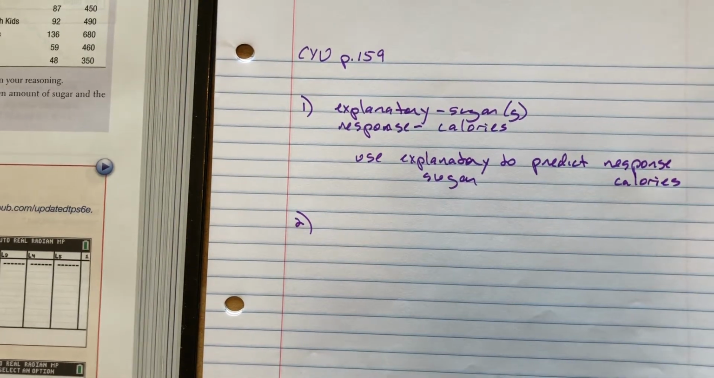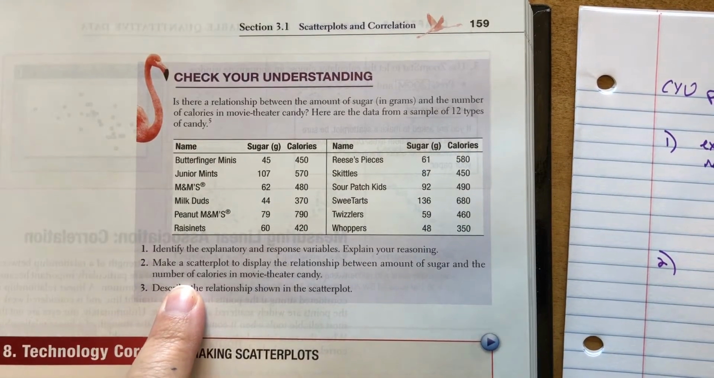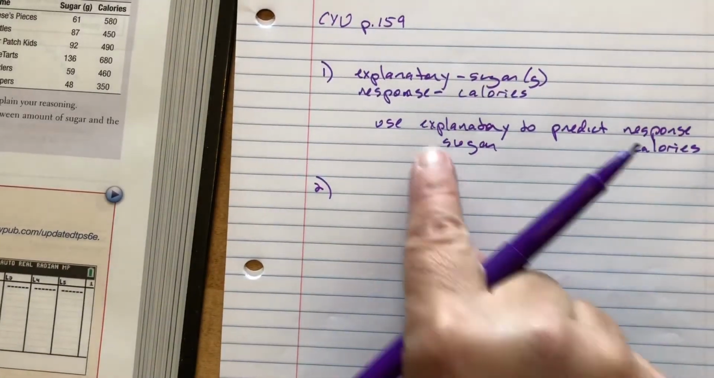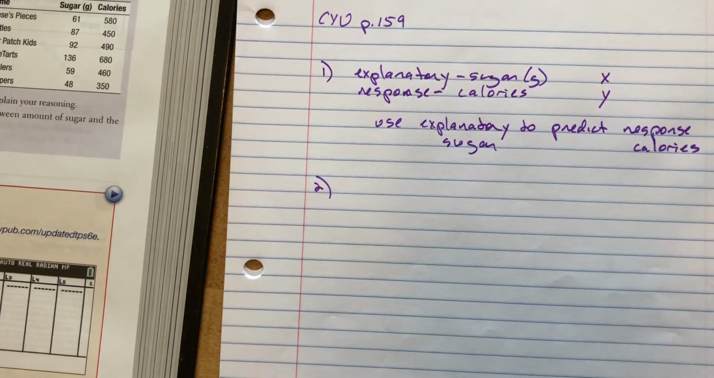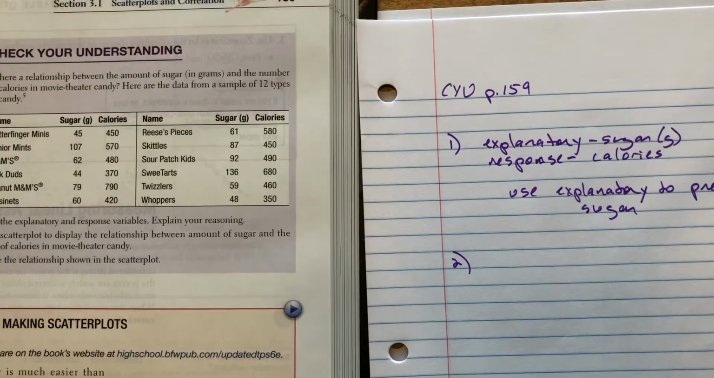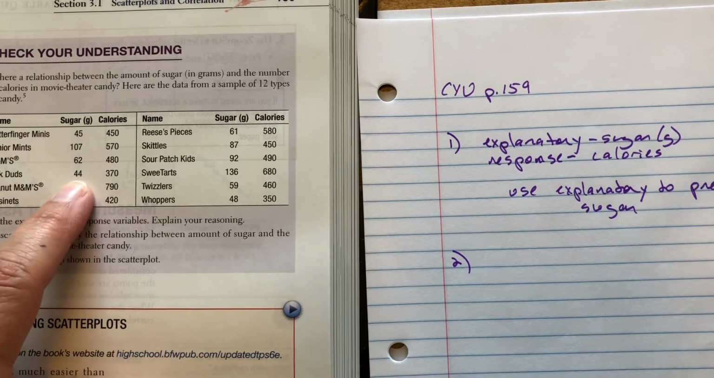Number 2 says, make a scatter plot to display the relationship between the amount of sugar and the number of calories. For my scatter plot, my explanatory is always my X and my response is always my Y. So if I look at my table, let's figure out what the smallest and the range of X's have to be. So sugar, it looks like 44 is my lowest and 136. So I've got to go from 44 to 136.